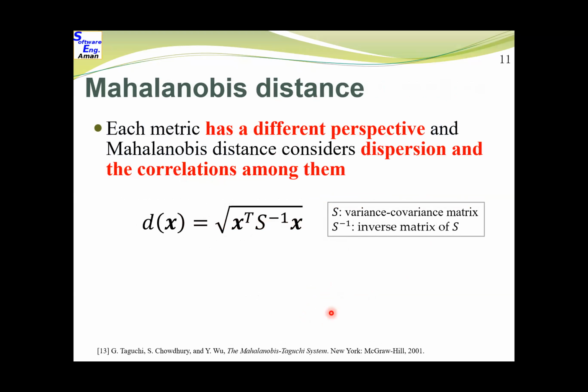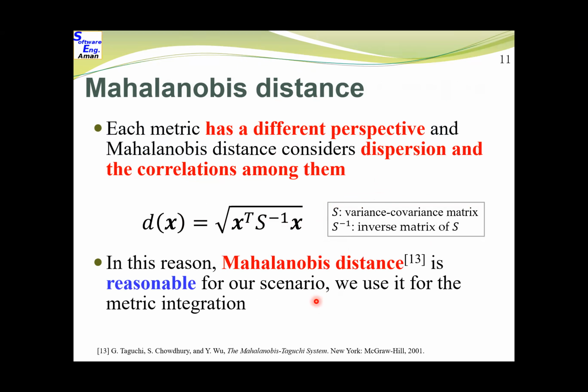So in this study, we use the Mahalanobis distance, so I will explain it. Each metric has a different perspective, and the Mahalanobis distance considers the dispersion and the correlations among them. For this reason, the Mahalanobis distance is reasonable for our scenario. So we use it for the metric integration, and the distance is calculated from this expression.